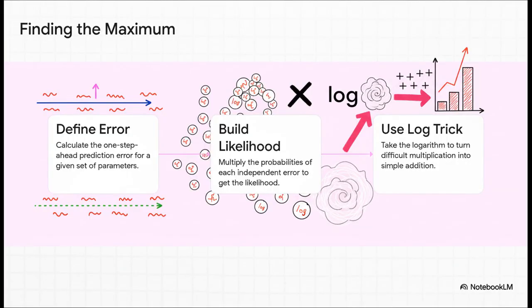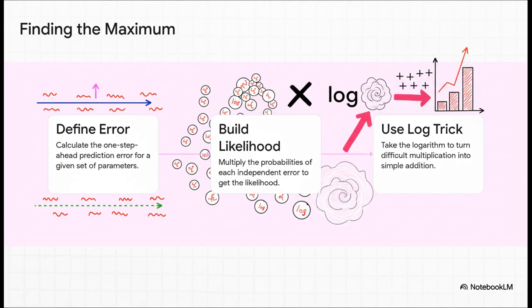So in the real world, it boils down to 3 steps. First, you take a guess at your parameters, and you use your model to see how wrong it is. You calculate the prediction errors. Second, if you can assume those errors are all independent of each other, then the total probability of seeing all of them is just the probability of the first times the probability of the second times the third, and so on. This massive chain of multiplication is your likelihood function.